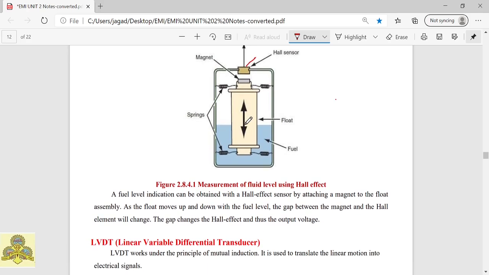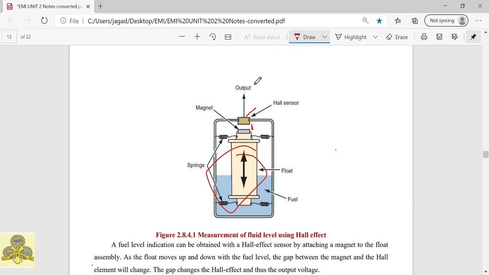So this can be used. Fine. I'll just read this out. A fuel level indication can be obtained with the Hall effect sensor by attaching a magnet to the float assembly. So this is the float assembly here. As the float moves up and down with the fuel level, the gap between the magnet and the Hall element will change. The gap changes the Hall effect and thus the output voltage. This gap creates a Hall voltage, and that Hall voltage indicates the level of the fuel. This is as simple as this.